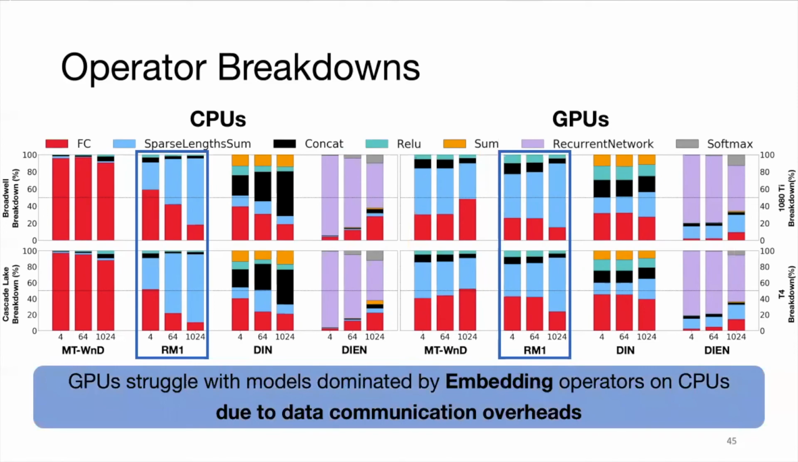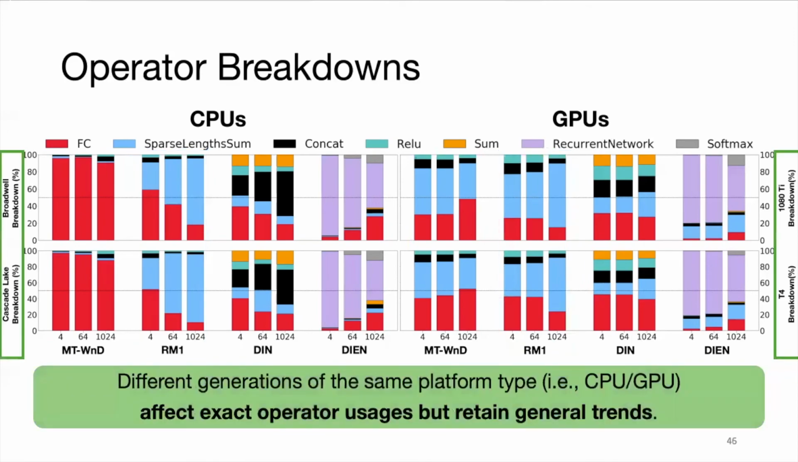The second insight is that if a model spends most of its time doing embedding operations on a CPU, deploying this model on the GPU won't be as effective, since the GPU doesn't accelerate the embedding operation as well. A lot of this has to do with how data communication overheads are a significant factor for GPU deployment, and this is covered in the paper. Lastly, between hardware generations of the same hardware type, we see minor changes in percentages, but dominant operators will still remain dominant in execution time.